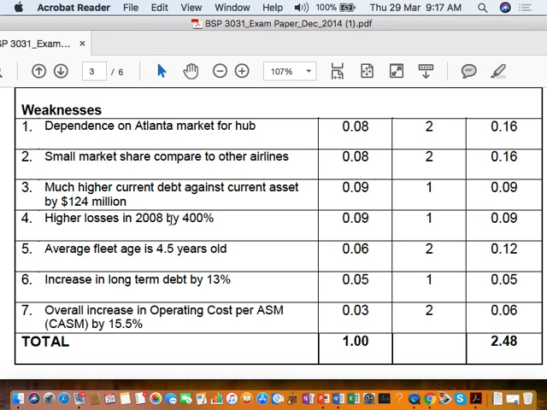The higher losses in 2008 by 400%, and 3, much higher current debt against current assets by 124%. So it's saying higher losses in 2008, a particular year in which it had significant losses. So maybe it spurred in profits, they might have gone through a very serious program to pull down costs to get back in profitability, but in one of those years, it had a major issue.